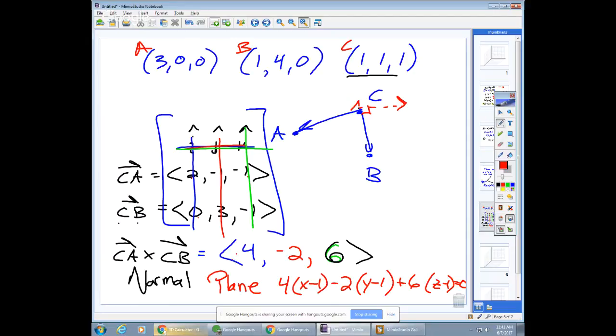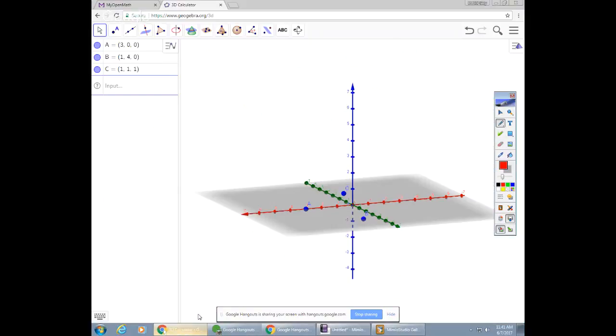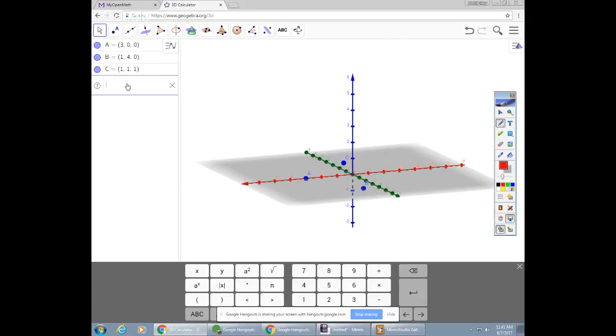All right, so let's test this. So back to GeoGebra. So the next, let's just plot the plane. Aren't you dying to see if it actually goes through those points? Did we do it right? So 4 times x minus 1 minus 2 times y minus 1 plus 6 times z minus 1 should equal 0. And we missed. Oh, man.